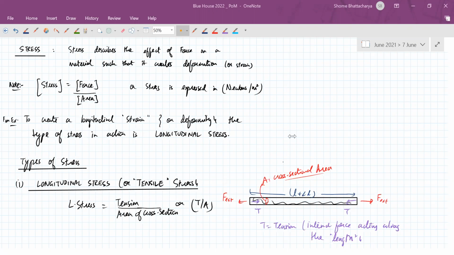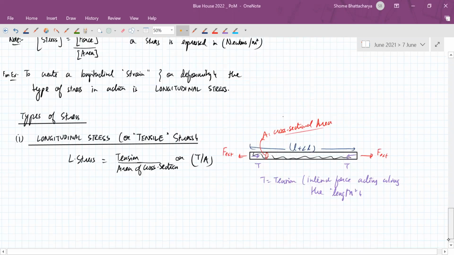No, Varun, to answer your question, T will not be equal to F external always. Okay, it is subject to certain conditions. Okay, so we'll come to that in numerical problems.